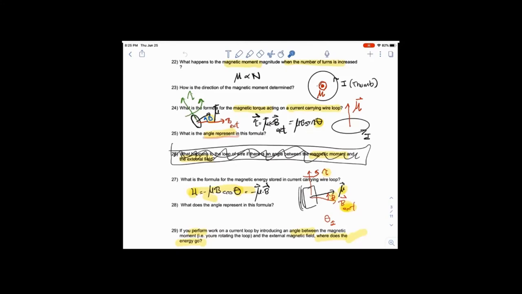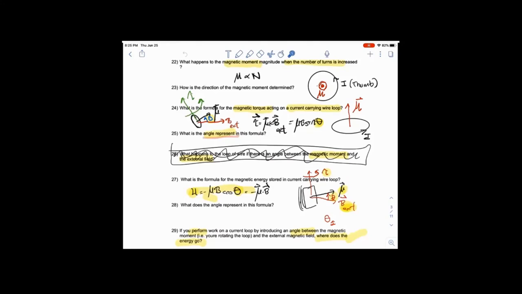The magnetic field is still pointing in this direction. What I'm going to do is apply a torque on this. I'm just going to turn it this way. When I turn it, its magnetic moment is pointing towards you right now, and notice that it's now at an angle relative to the external magnetic field. Which means that I end up doing work against the external magnetic field. I'm doing rotational work against the external magnetic field in order to spin it. So I end up energizing this loop.